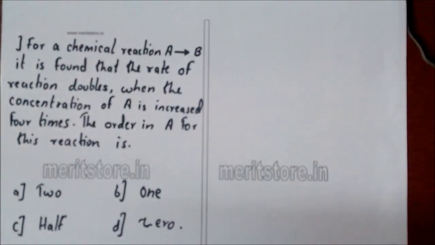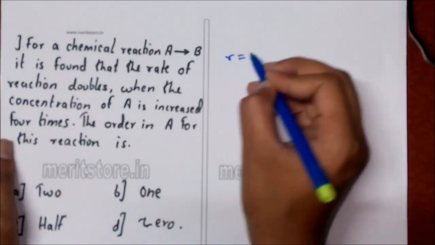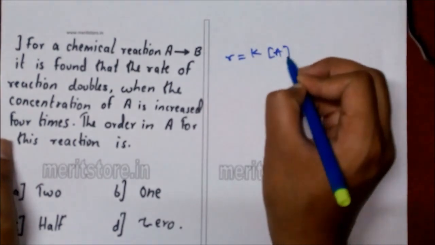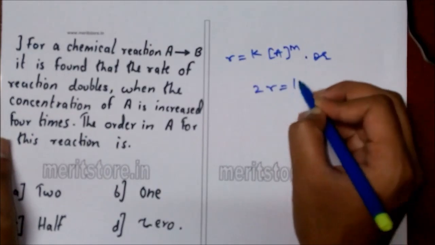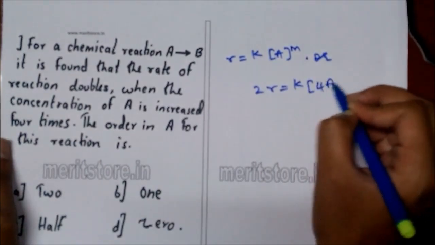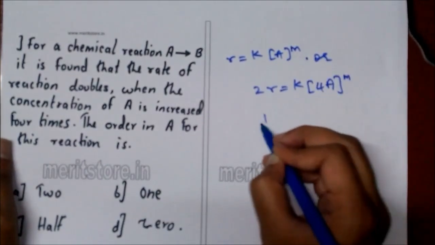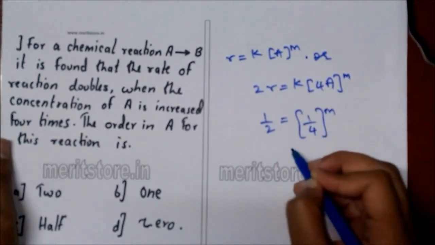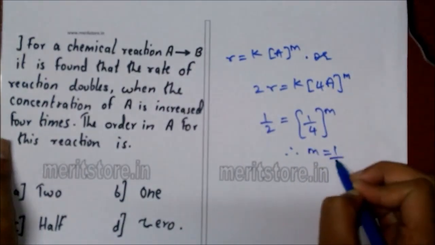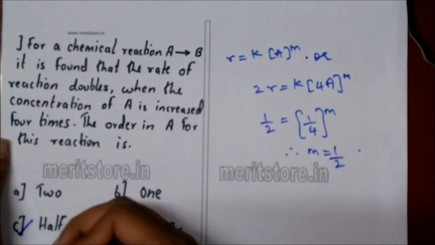For a chemical reaction A to B, it is found that the rate of reaction doubles when the concentration of A is increased 4 times. The order of the reaction with respect to A is: as R is equal to K A raised to M, or we can write it as 2R is equal to K 4A raised to M. So half is equal to 1 by 4 raised to M. On solving, we get M is equal to half. So option C is the correct answer.